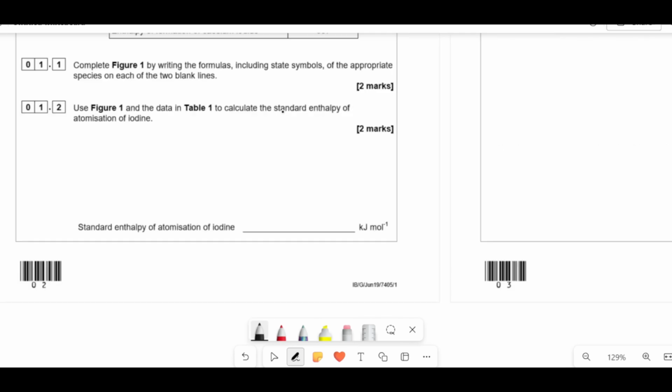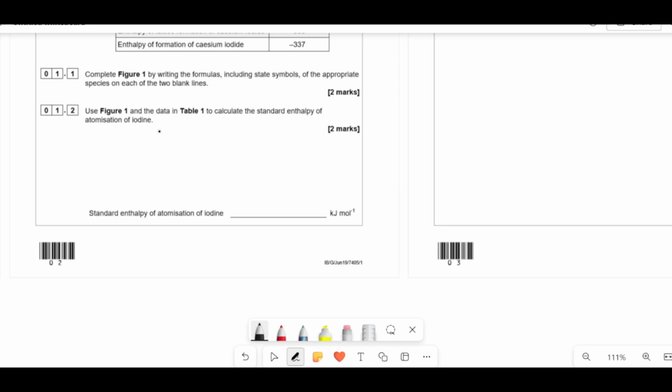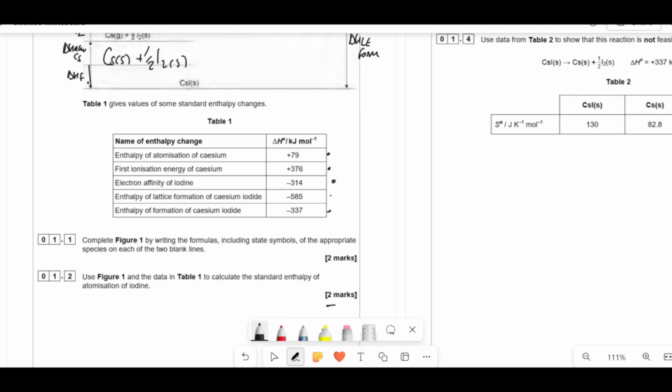calculations. So then it says, use figure 1 and the data in table 1 to calculate the standard enthalpy of atomization of iodine. The enthalpy of formation is this arrow, and as long as you start and finish at the same point, so starting here and finishing here, then the enthalpy changes should be the same.